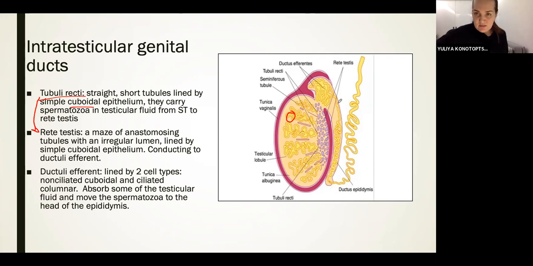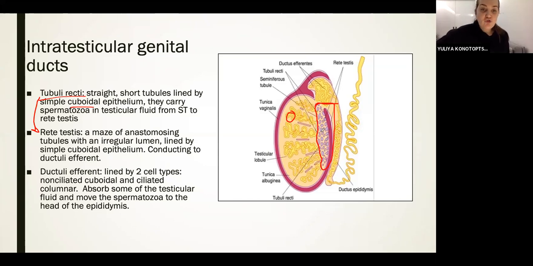And rete testis are located in this particular area of the testicle. Okay, so this area right here. This area of the testicle is called the mediastinum. So this is the mediastinum of the testicle, and this is where rete testis are located. So if they ask you where they are, they're in the mediastinum.